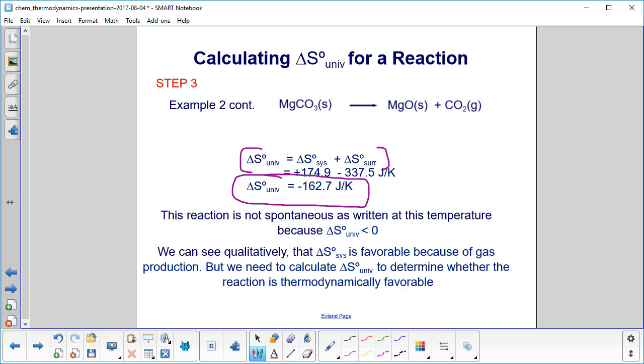This tells us that it is not spontaneous or product favored at this temperature because delta S naught for the universe is less than 0. Earlier we said we had some ways of predicting whether it would be favorable, and we thought it would be in this case because of the gas production, right? Over here, there's no gas. Over here, you have 1 mole of gas. So if we just went by that rule of thumb, we should have said the entropy would increase, and this would be a spontaneous reaction. However, those were just guidelines. You actually have to do the calculation to determine whether the reaction is really thermodynamically favorable. You have to do the math.